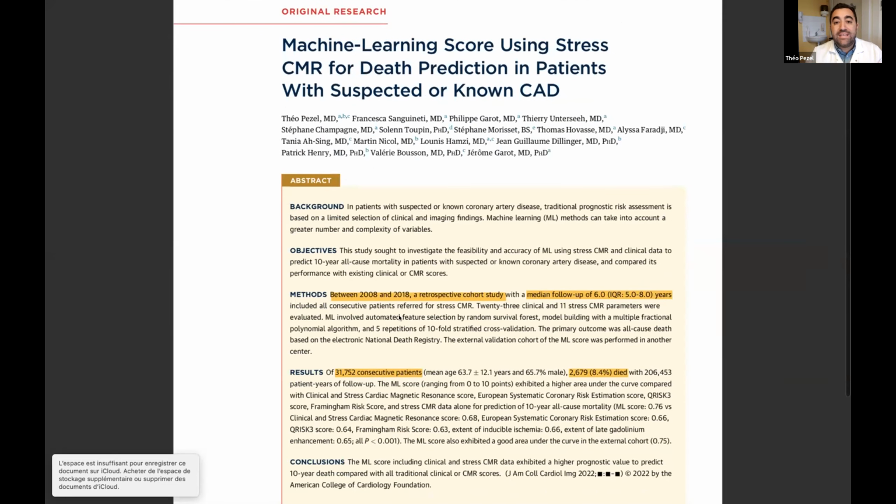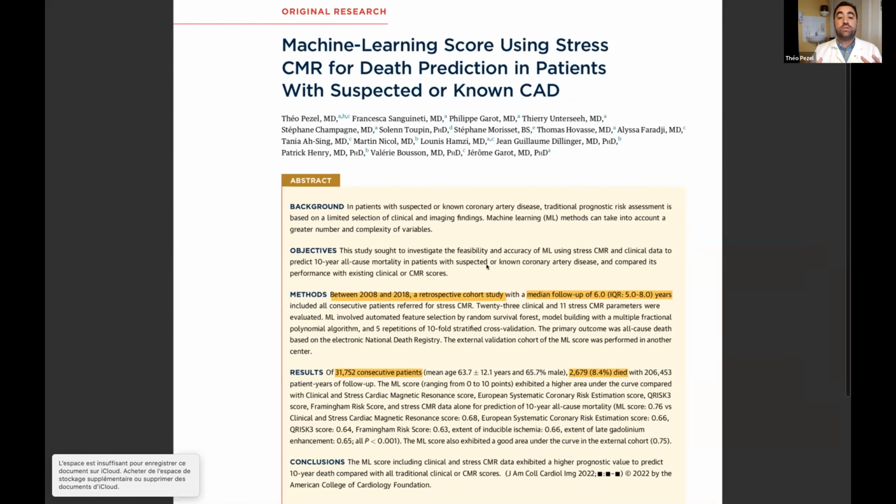Regarding the methods, we worked using two different centers. The first one, Institut Cardiovasculaire Paris-Sud with Jérôme Garot, was the index cohort to create the score. And after that, we validated the score using an external validation cohort in Lariboisière Hospital in Paris. So two different centers, and I think it's really important.